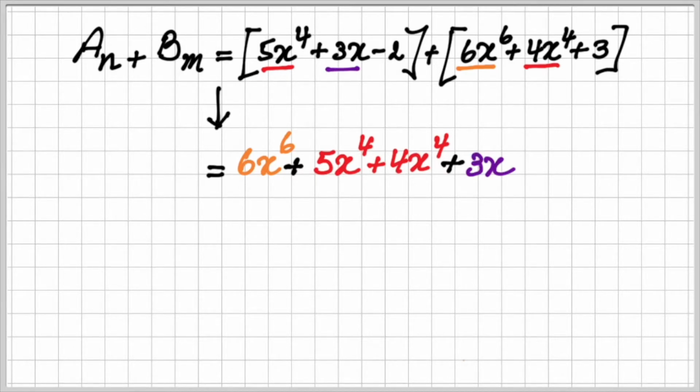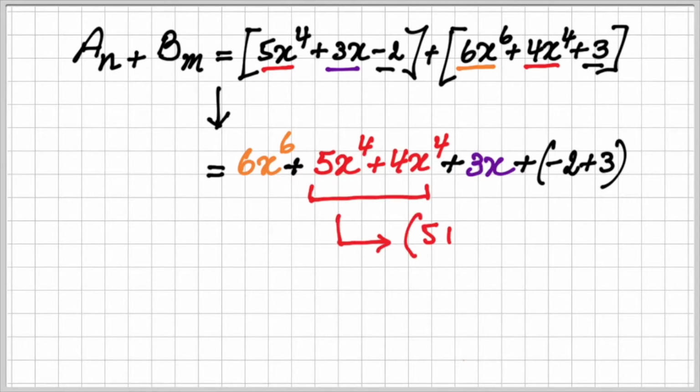So when we continue, we don't have any terms to the third or the second power, and in the first polynomial we find only the term 3x. The second polynomial does not have a term in x, so we keep 3x. The last elements are the two end terms of the polynomials, minus 2 and plus 3.